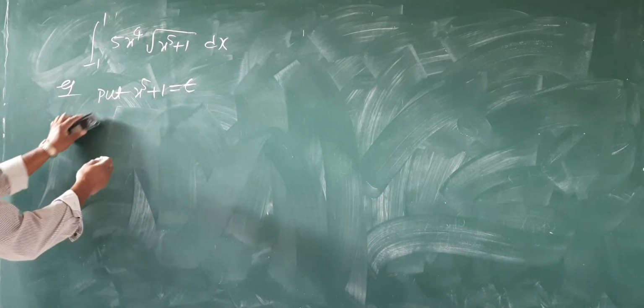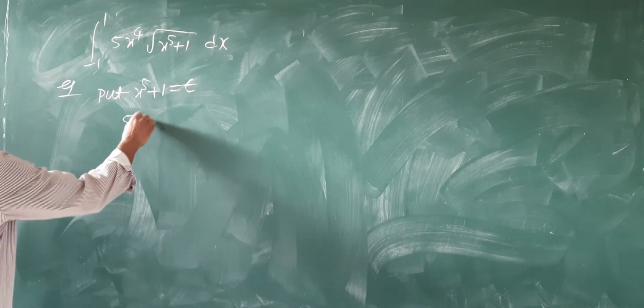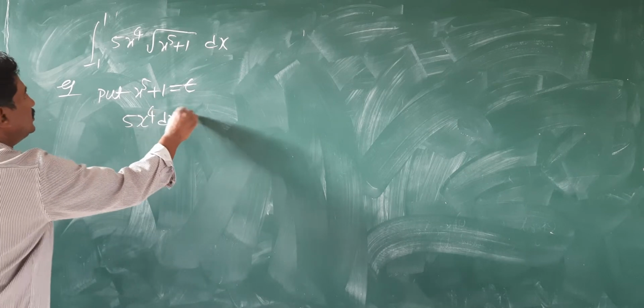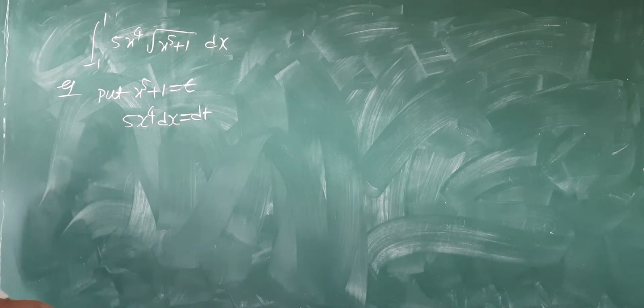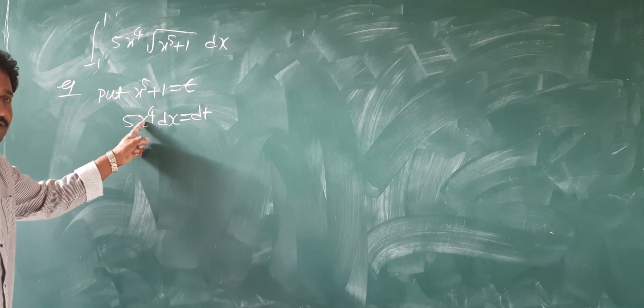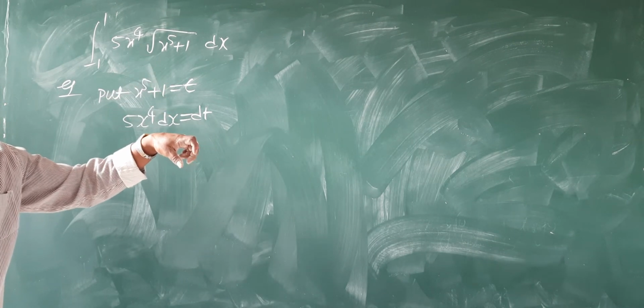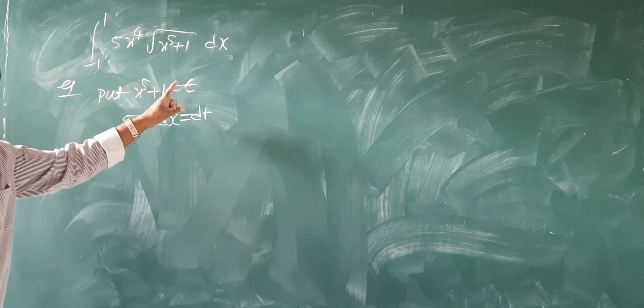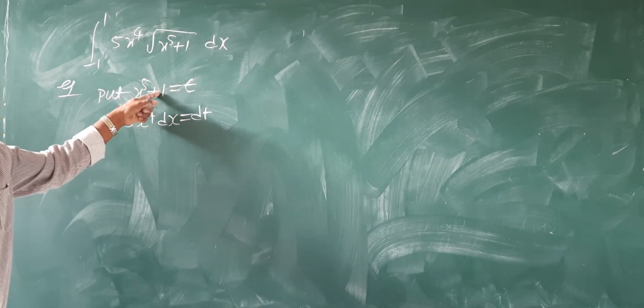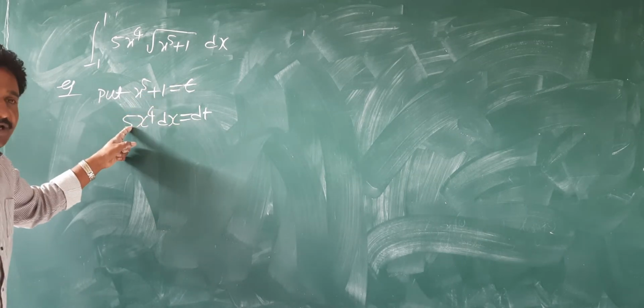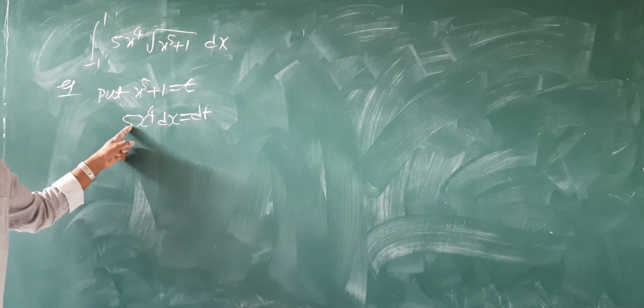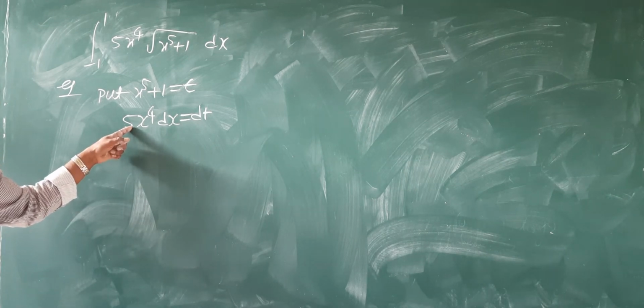So differentiation of x power 5 is 5x power 4 into dx equals dt. That is n into x power n minus 1. Differentiation of 1 is 0. So is this 5 required for our question? Yes.